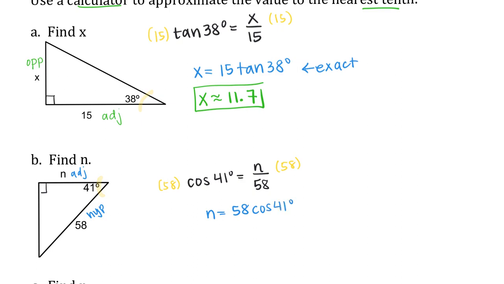And this is the exact answer, but they want me to round it. So in my calculator, I'm going to do 58 times the cosine of 41. If you're on a scientific calculator, you could probably type the whole thing. If you're on your phone, you got to do it step by step. Okay, it says 0.77, so I'm going to round it to 0.8 because it said to the nearest tenth.